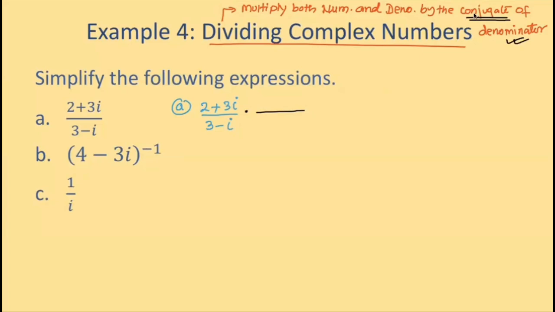Conjugate means, listen carefully, you change the sign in the middle. The sign with the i should be changed. Here we have 3 minus i. The conjugate of that will be 3 plus i. Just change the sign that is there with i. So 3 minus i becomes 3 plus i. So you multiply both numerator and denominator. In the numerator also, you are going to multiply by 3 plus i.